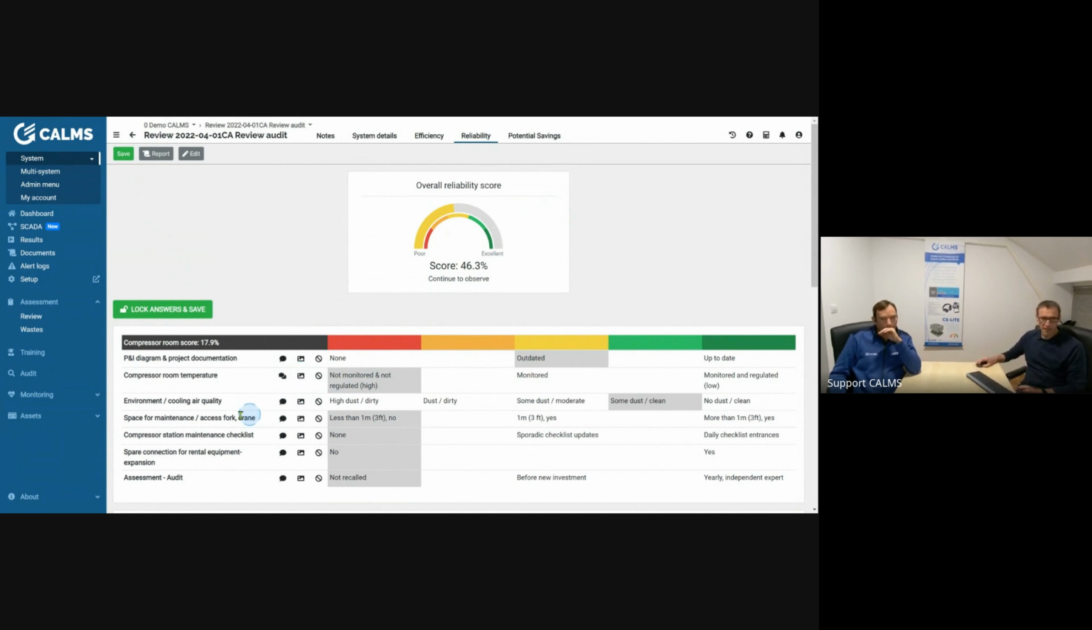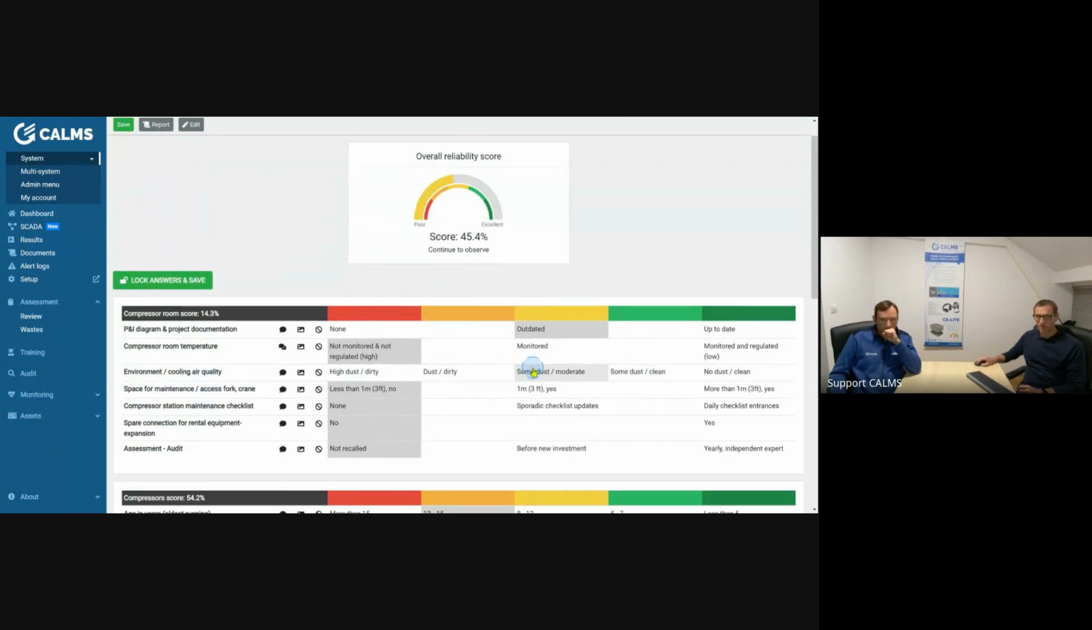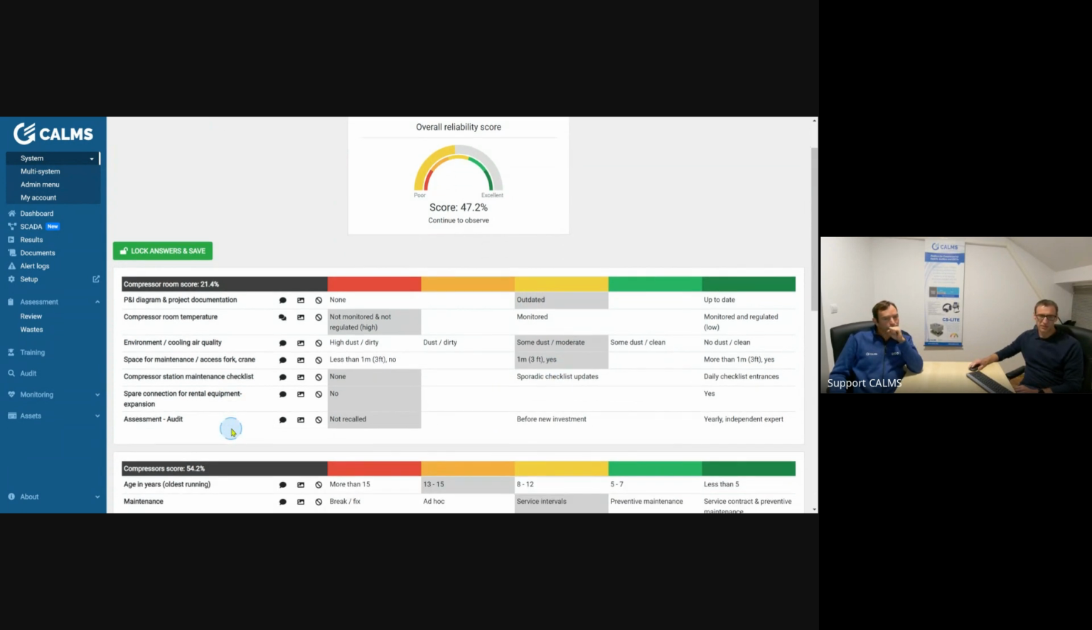Then air quality. It's not very good. There is quite some dust, and I will put it in the middle. It's not the worst, I have seen worse, but it's about average. Space: I think you have at least 1 meter. Yes. So this is not a problem. But this is important when you do the maintenance, so you can do everything remotely for the compressors.